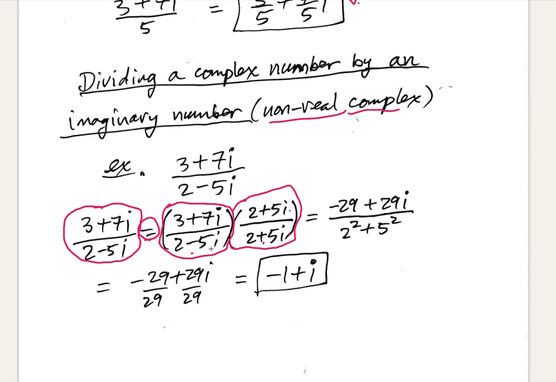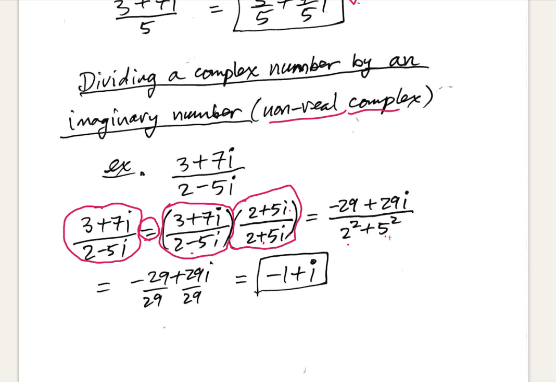Now remember, 2 minus 5i times 2 plus 5i is going to be easy, right? 2 squared plus 5 squared. No negatives, no i's or anything. 2 squared plus 5 squared. It's the a squared plus the b squared.